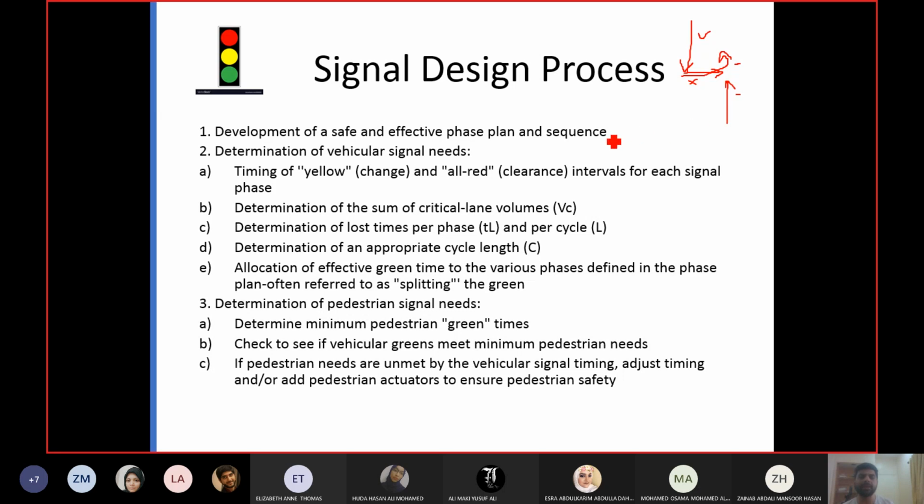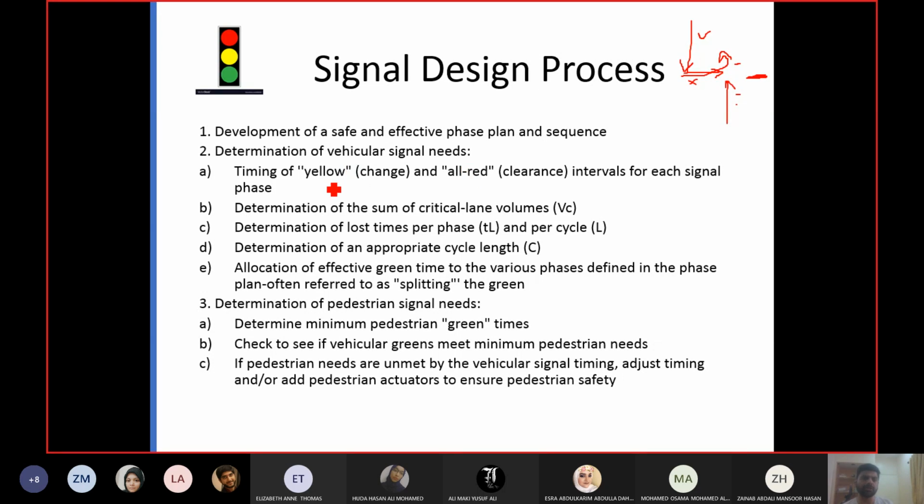And then you have to develop the phasing sequence as well. Sequence means after one phase, which other phase will you give? Normally it depends upon the queue. If you feel after this phase the queue in this direction will be very high or very long, then you allow this direction, and so on. After you develop the phasing sequence, then you go for the calculation of signal timings, signal timings for vehicle requirements.